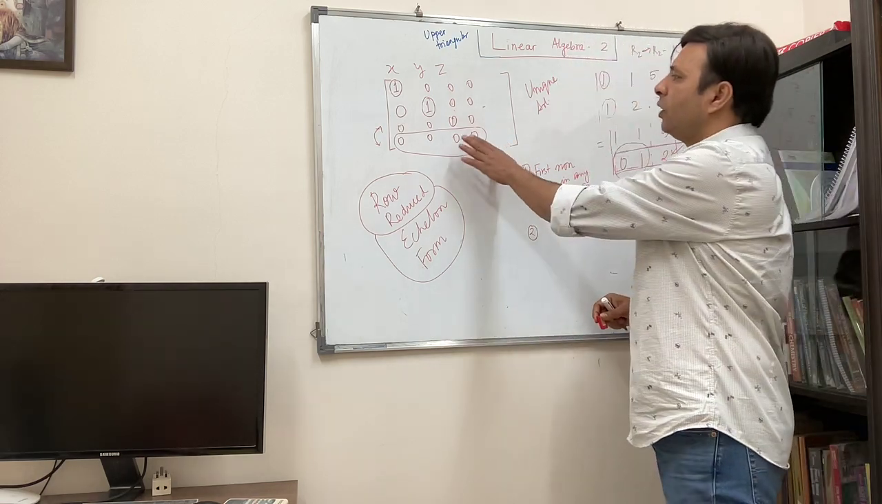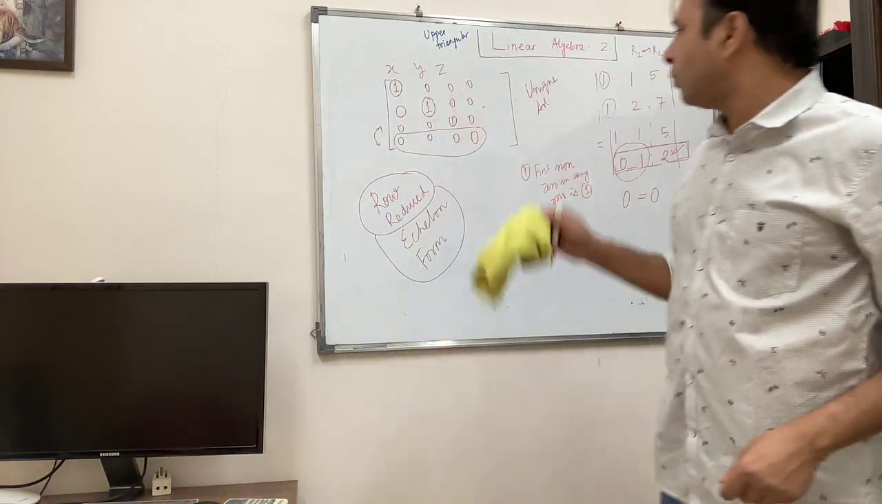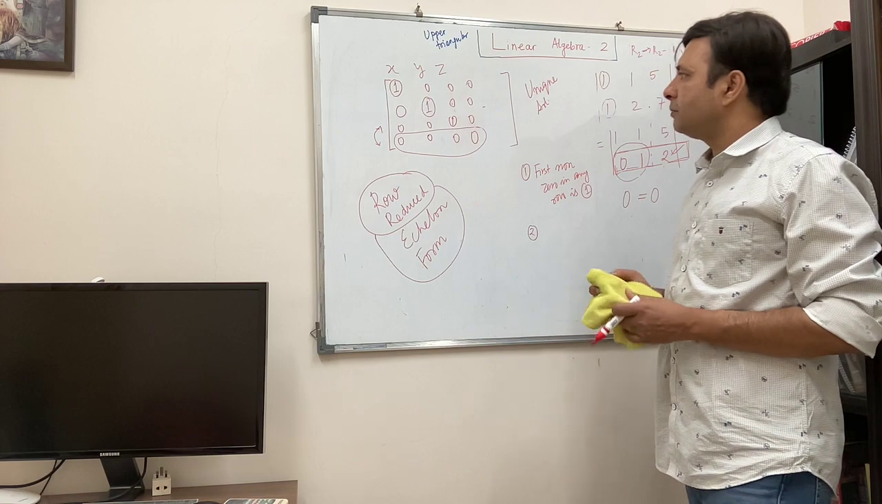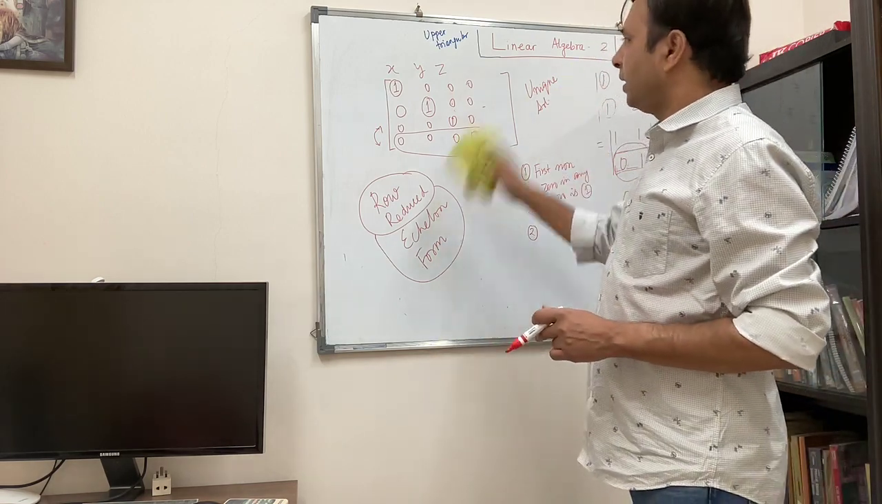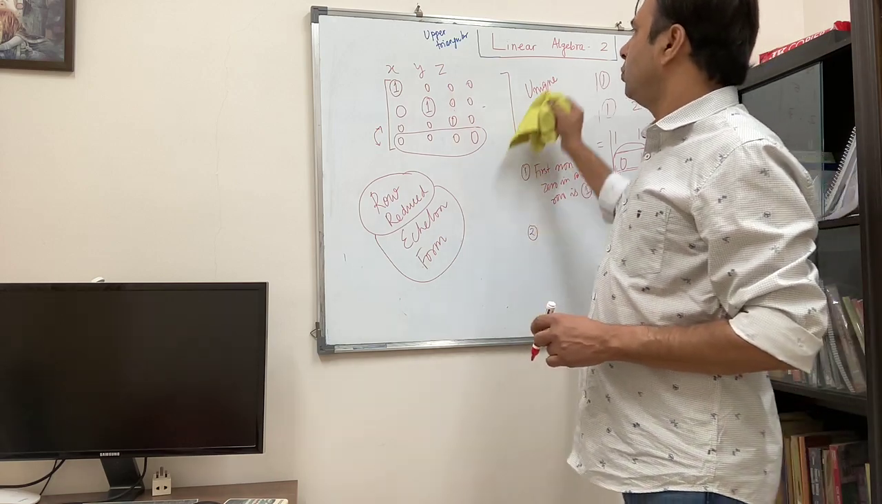So I want you to do some exercise in your book or from anywhere. I don't want to spend a lot of time on this because this thing should be clear and we move on to something else. But if this thing is not clear, we can take an example later and we can show you what we mean.